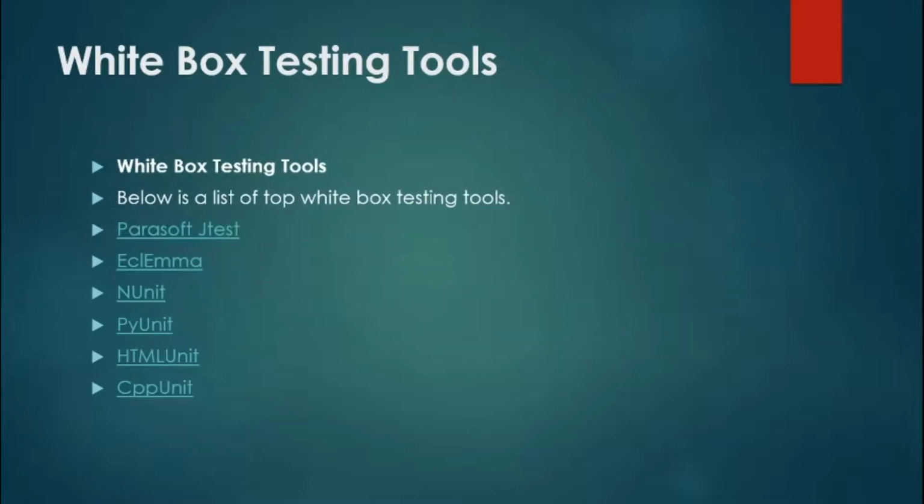Okay. Now in white box testing, the tools that we generally use are NUnit, PyUnit for Python, HTMLUnit, CppUnit for C++, Parasoft, JTest. Okay.